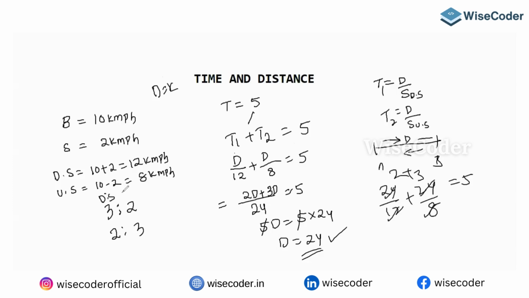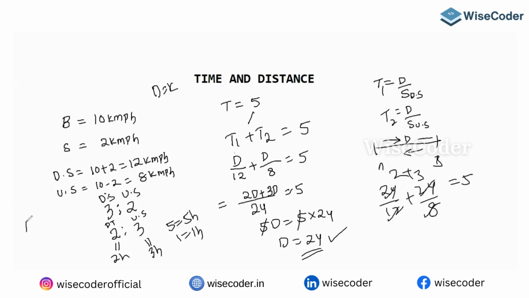Downstream speed, upstream speed. Then what is downstream time? 2 parts. What is upstream time? 3 parts. Okay, 3 plus 2, how much? 5 parts. Yeah, 5 parts is equal to 5 hours. Then 1 part is equal to 1 hour. Then here he is taking 2 hours, and here he is taking 3 hours.